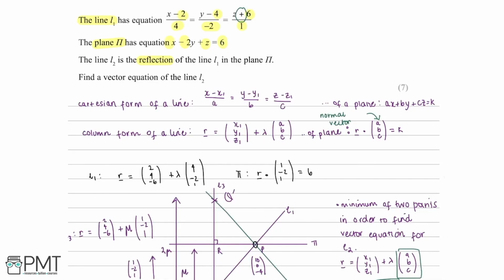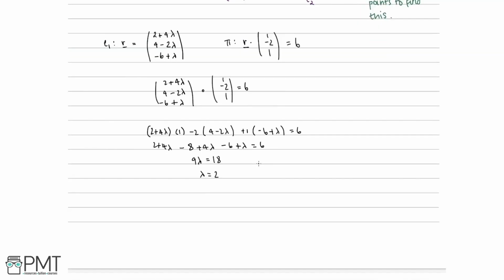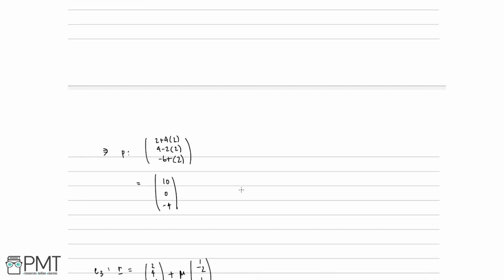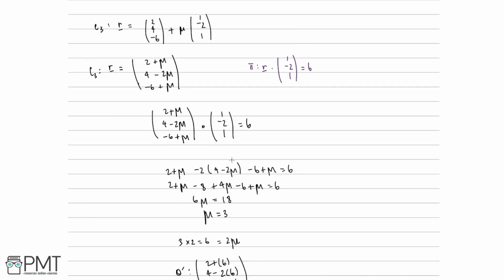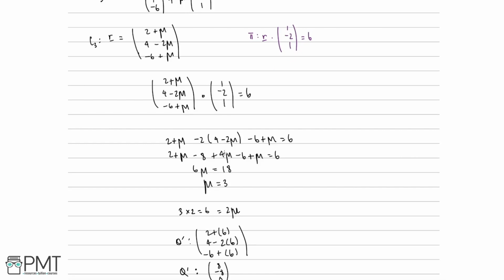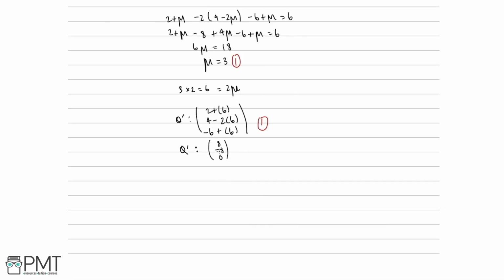Great, so now that we've answered our question, let's find out where the marks are. You get 1 mark for finding a value of lambda, so lambda is equal to 2 in this case. You get another mark for substituting this value of lambda into our equation for the line L1, so we get (10, 0, -4) as our position vector for P. You get another mark for finding our value of mu, so in this case mu is equal to 3, and using this to find that 2mu is equal to 6, and substituting this value of 6 into our equation for the line L3.